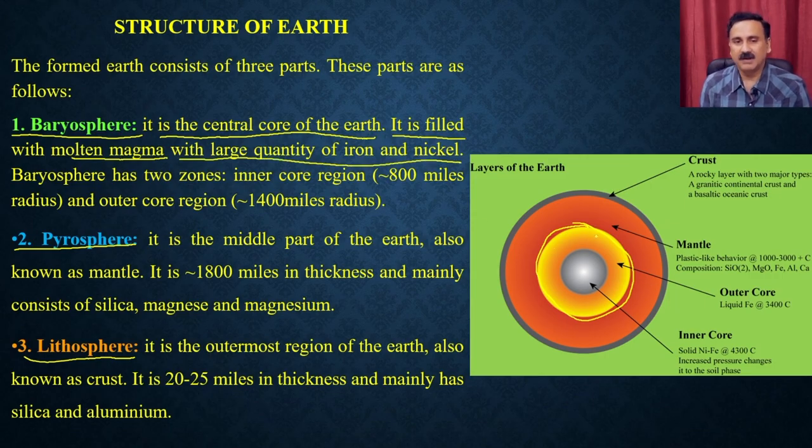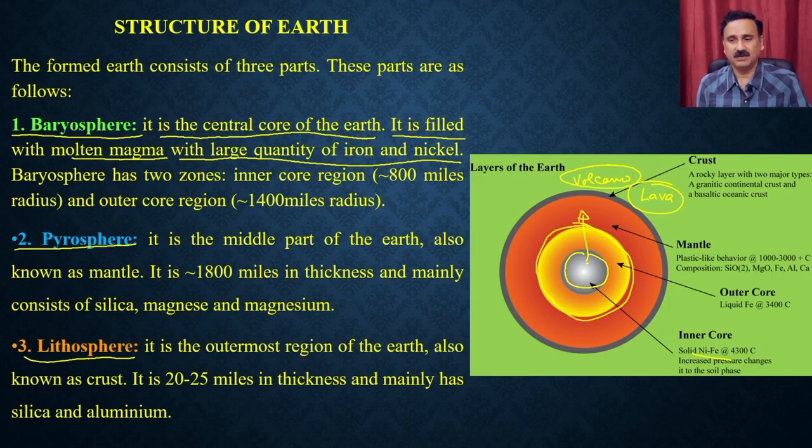So this central part, called the barosphere, is filled with minerals like iron and nickel. And this is the only portion which comes out from the earth during a volcanic eruption, in the form of lava, right? It is very hot because this portion has these molten metals. Once they come out in the form of a fountain or lava, they destroy the regions.